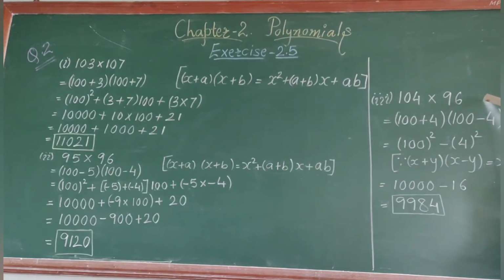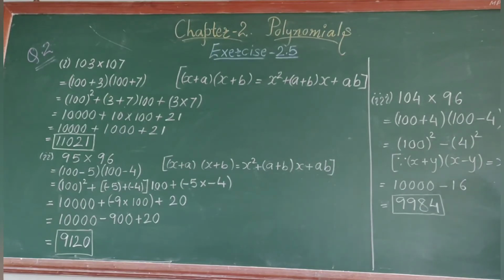104 into 96. Again we write the given numbers as binomials. 104 can be written as 100 plus 4 and 96 can be written as 100 minus 4. When we compare this with our algebraic identities, we can see that the first term is the same, 100, 100. The second term is also the same, 4, 4. But one bracket has the plus sign, and the other has the minus sign. So we use the identity again, (x plus y) into (x minus y) equals x square minus y square. So we get 100 square minus 4 square.